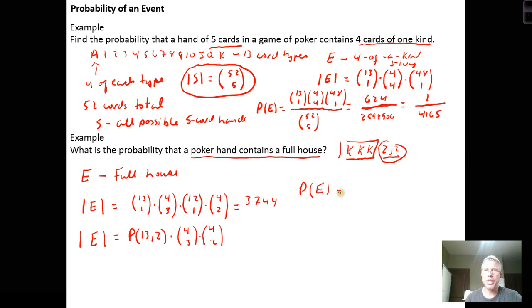So the probability that I get a full house is going to be either one of these 2 guys in the numerator, 3744, over the total number of cards, which we calculated up here as 2,598,906, and that simplifies to 6 in 4,165 chances. So I have a better chance of getting a full house than I do 4 of a kind.